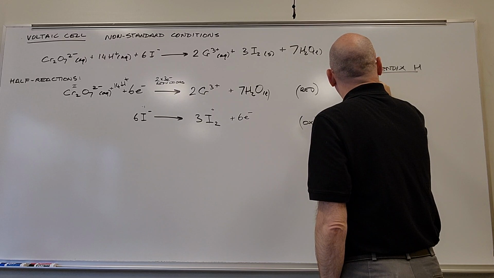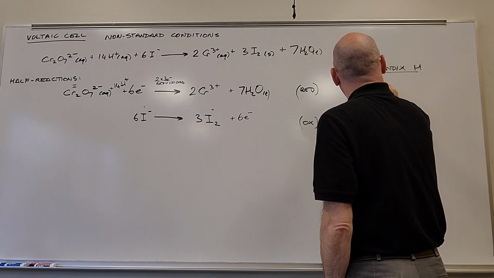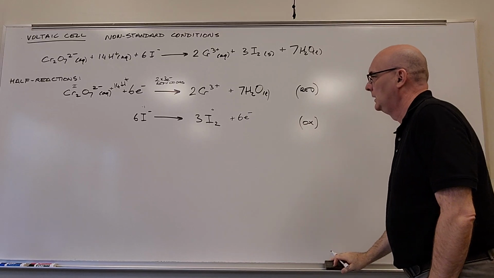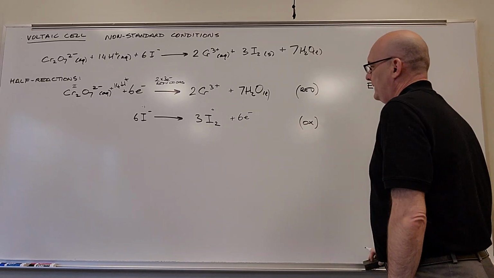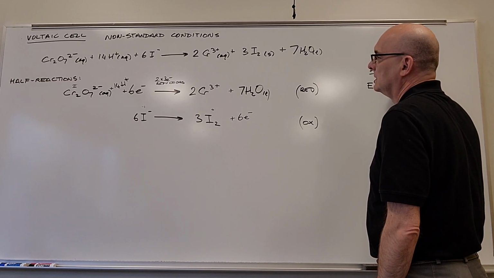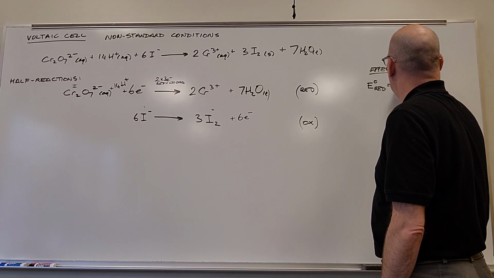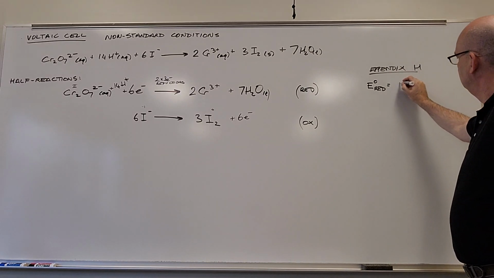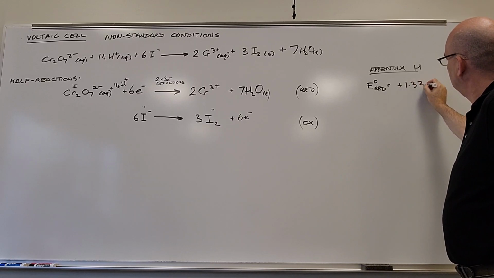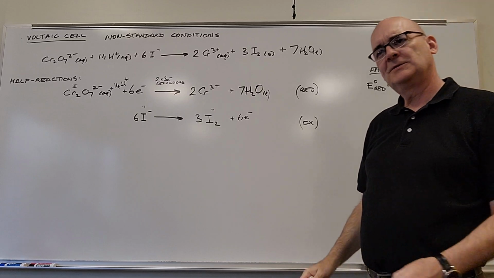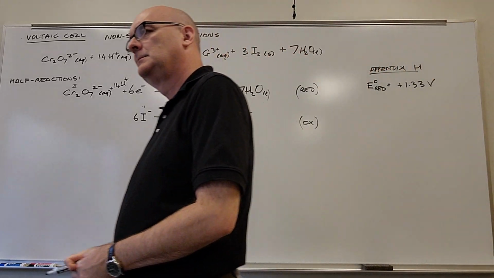I'm going to want the standard reduction potential for the acid reduction of dichromate. 1.36. You have that as a 6. I have that down as a 3.